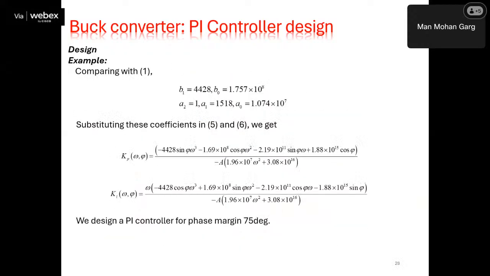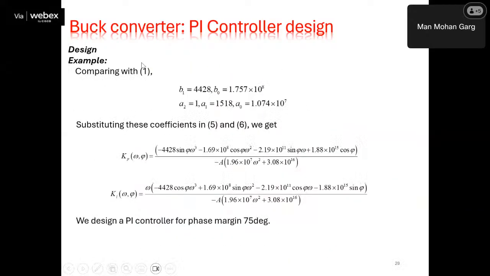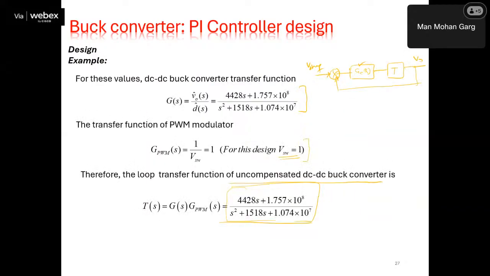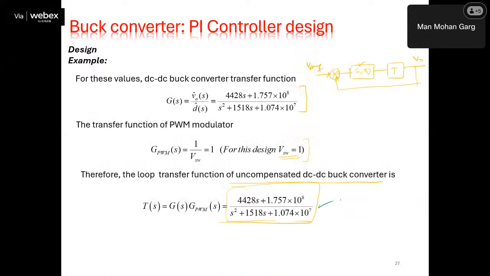So this is decided, along with this, that the PI controller has one pole. You can see this green one, this area. This has one pole, and if it is added, then the overall system will have a -20 dB per decade slope. So that's why we went for PI controller. Now we have seen its Bode plot. Now for this, this is our B1S plus B0 upon A2S square plus A1S plus A0.